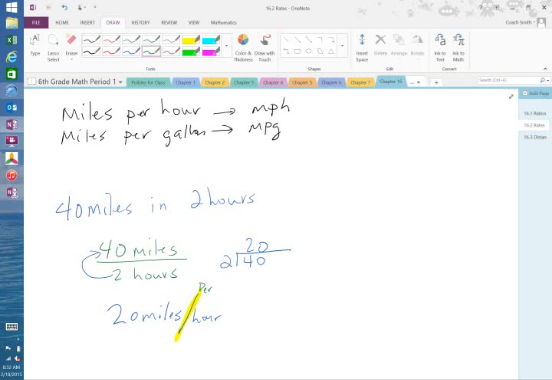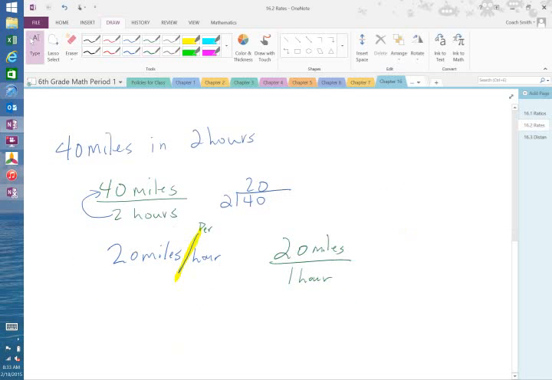The other way that you could write it would look like this. That's the other way that you could write it: 20 miles over 1 hour. Any of those are okay. Okay, so let's look at another one.